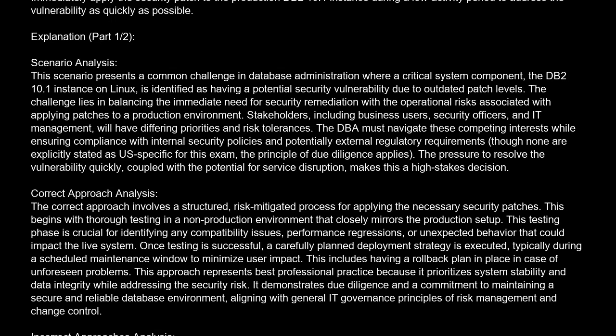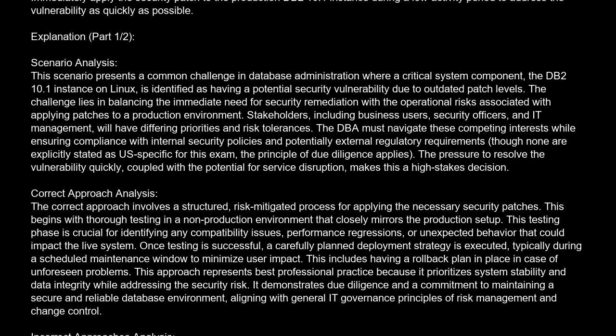Correct answer is A. Immediately apply the security patch to the production DB2 one instance during a low activity period to address the vulnerability as quickly as possible. Explanation. Scenario analysis. This scenario presents a common challenge in database administration where a critical system component, the DB2 one instance on Linux, is identified as having a potential security vulnerability due to outdated patch levels.